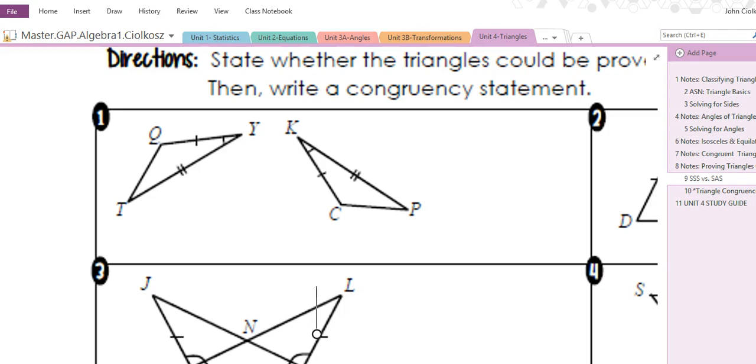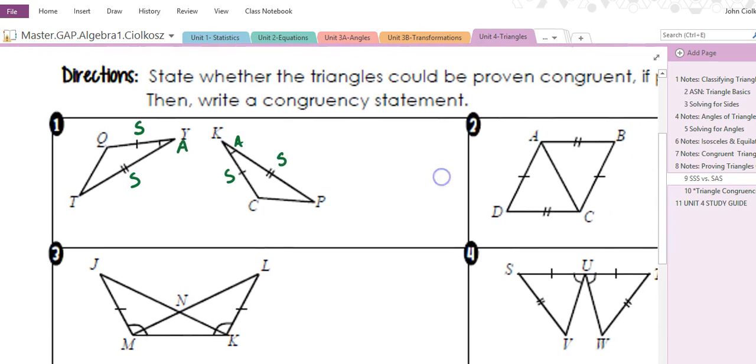So number one, okay, I have a side, I have an angle and a side. Let's see if I have the same thing here. Well, one line and one line, angle and angle, side and side. Now the key idea here is the order. So let's just name these ones 1, 2, 3. If I want to say triangle 1, 2, 3 here, so Q, Y, T, congruent, we've got a side, angle, side, so I know it's by that.